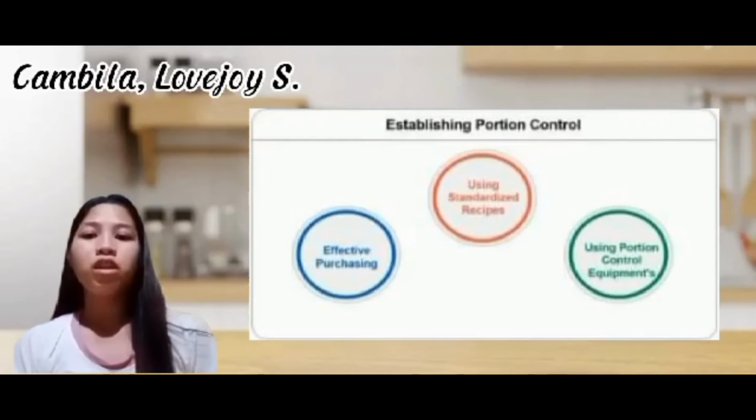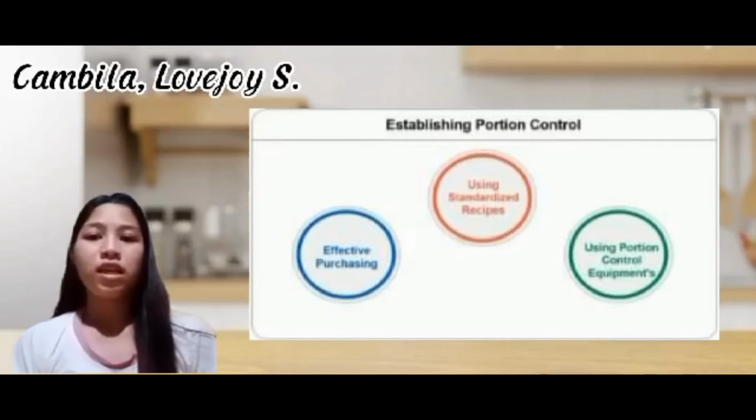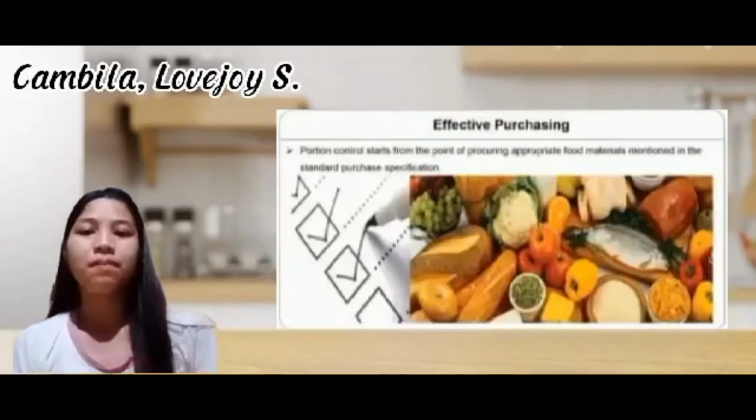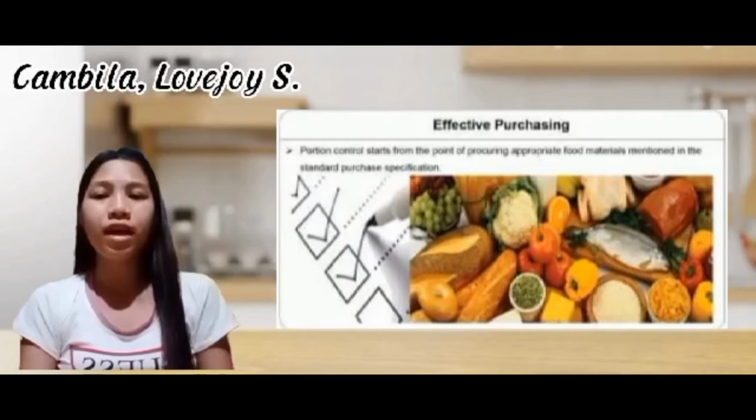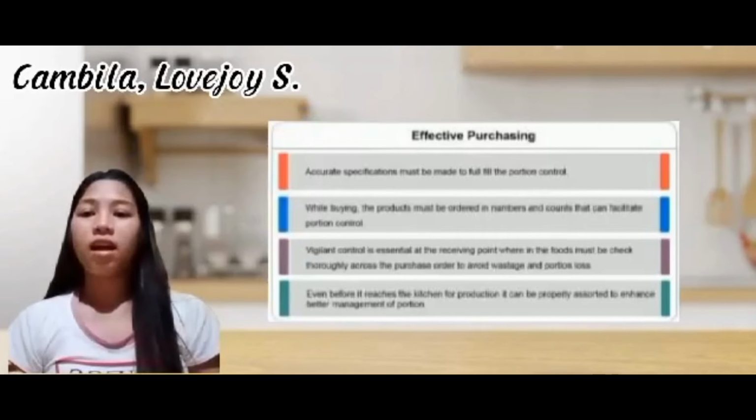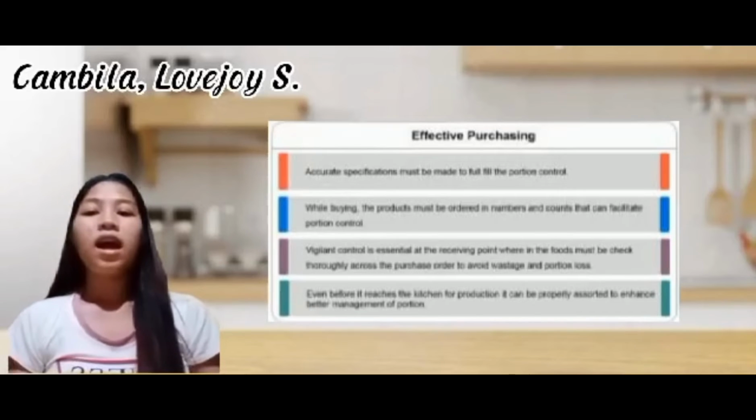We have three ways of establishing portion control: effective purchasing, using standardized recipes, and using portion control equipment. Effective purchasing is evaluating all available suppliers for performance, financial stability, and efficiency, and identifying two or more preferred suppliers. In effective purchasing, accurate specifications must be made to fulfill the portion control and more.